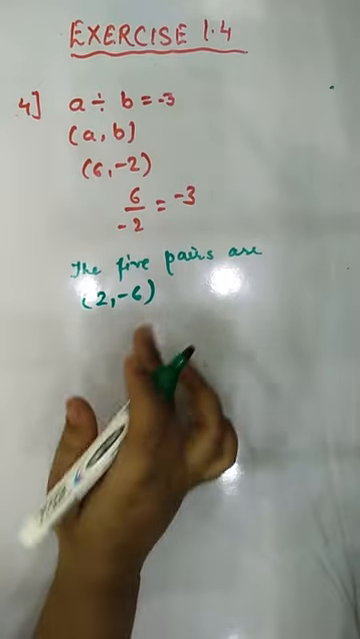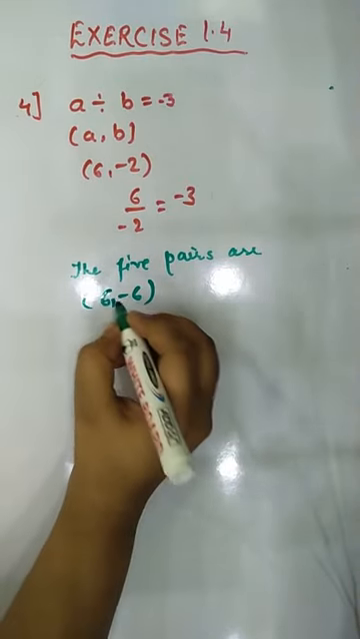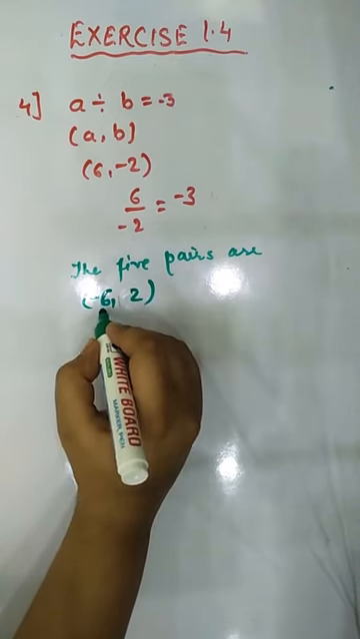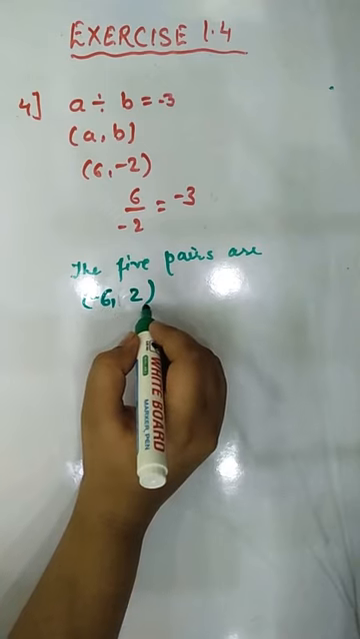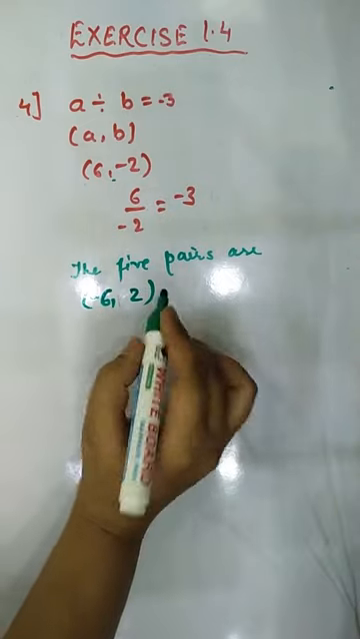Sorry, we can write 6 minus 2, minus 6 plus 2. The order will remain the same. This number should be greater. A should be greater than B. So the sign I am just changing. This is -6 and 2.